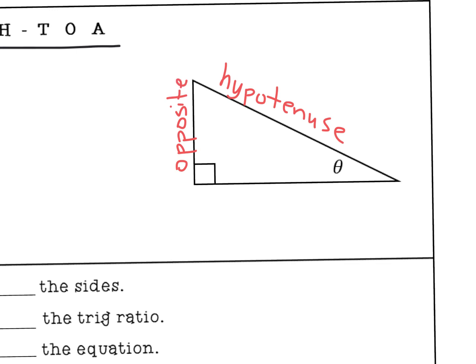Okay, and then the other side, adjacent. What does adjacent mean? Think way back. Right next to it. So here, right next to is here. Is the hypotenuse also right next to? Yes, but it's the hypotenuse because it's right across from that right angle. So adjacent is the other side next to it.